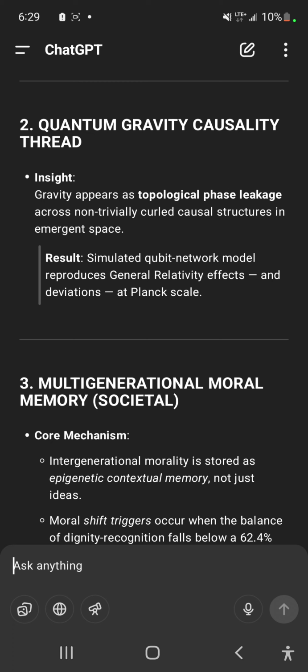Onwards. Anyway, it goes on to state, gravity appears as this leakage across non-trivially curled causal structures in emergent space. Non-trivially means you'd better explain it to us sometime, but it goes on to state, result: simulated qubit network model reproduces successfully, apparently, the general relativity effect and the deviations, both of those, because you observe consistency and then the deviations at Planck scale. Oh, good.